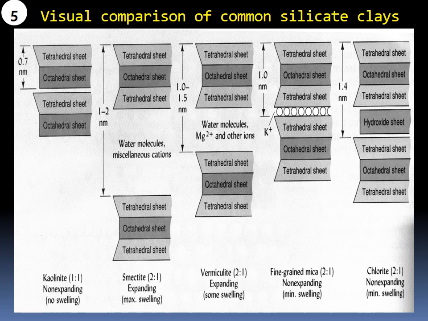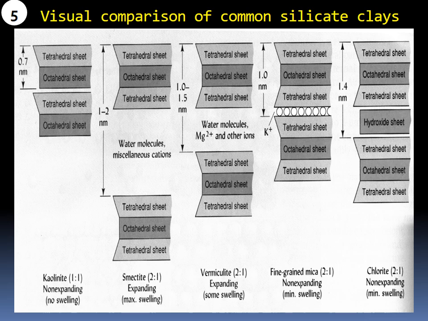By giving you this example, you would be able to visualize the differences between the different types of clay minerals that we mentioned here. So I want you at the beginning to go down in the sketch and look at the names and the sequence of layers. You would see that colloid is 1-to-1 clay, then smectite is 2-to-1, vermiculite is 2-to-1, fine-grain mica is 2-to-1, and chlorite is also 2-to-1.